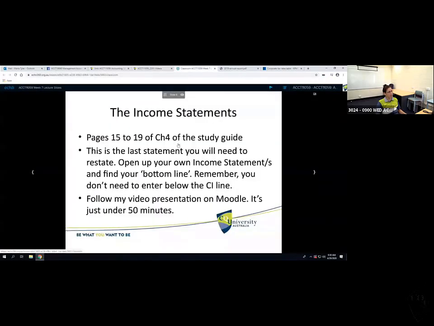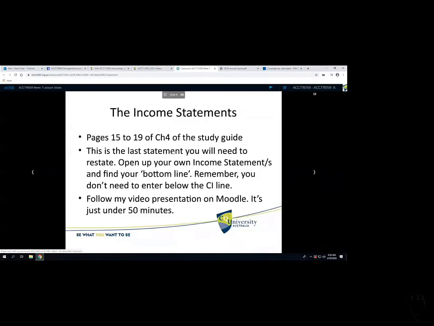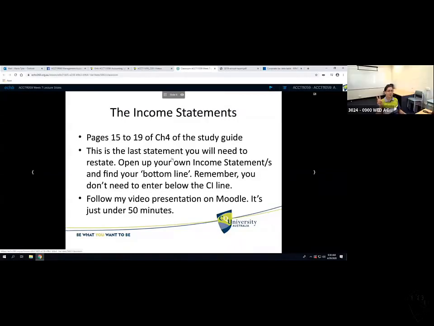It is in chapter 4 of the study guide as well, and it's the last statement that you will need to restate. I say statement, but remember there are two statements. There's your profit and loss and your comprehensive income statement. So there's really two income statements. Some companies join them into one, but we just collectively call them the income statements in our unit.